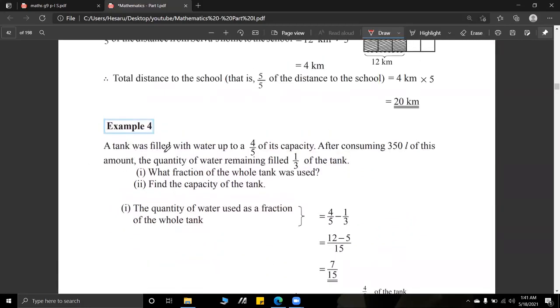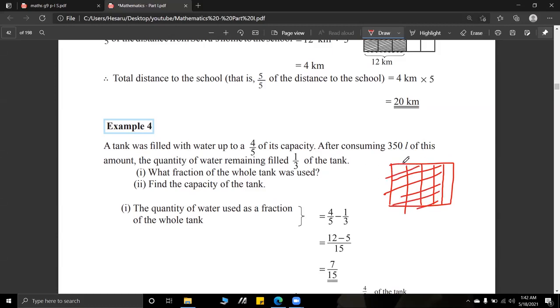Okay, so a tank was filled with water up to 4 over 5 of its capacity. After consuming 350 liters of this amount, the quantity of water remaining is 1 over 3 of the tank. So initially, the tank has 4 over 5 filled. It means, how to draw this, 1, 2, 3, 4, 5, like this. So 4 over 5 is filled.